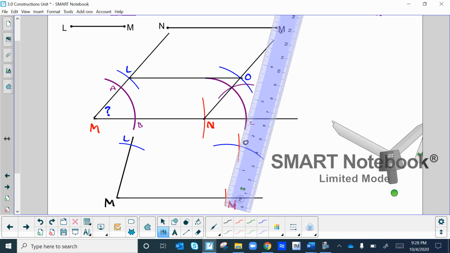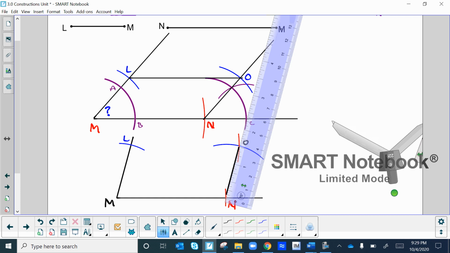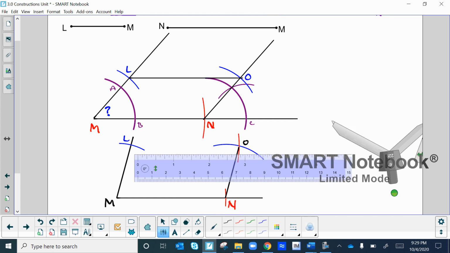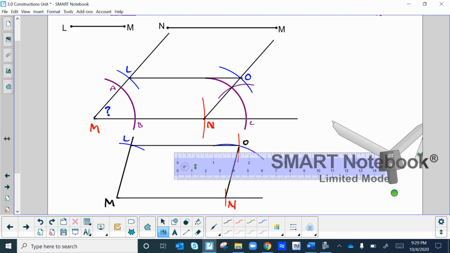So watch when I connect these points here. Oops, undo. All right, so see, there it is.